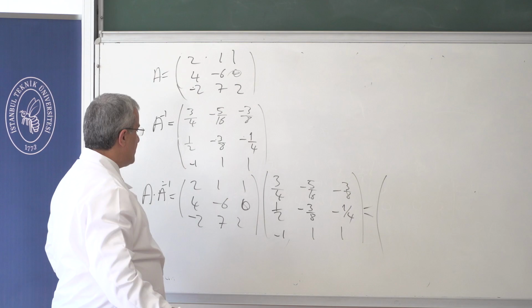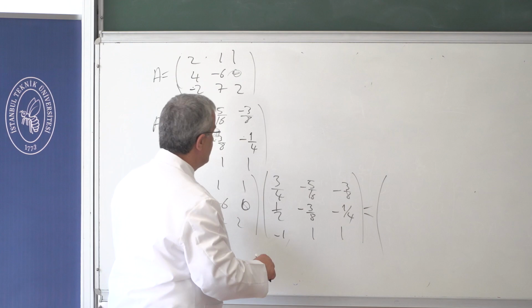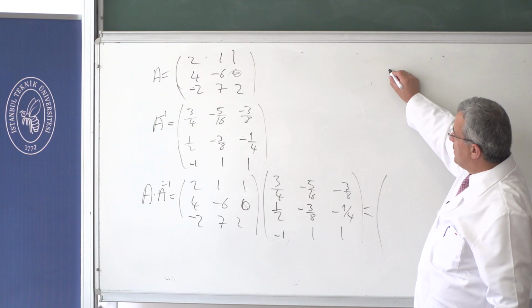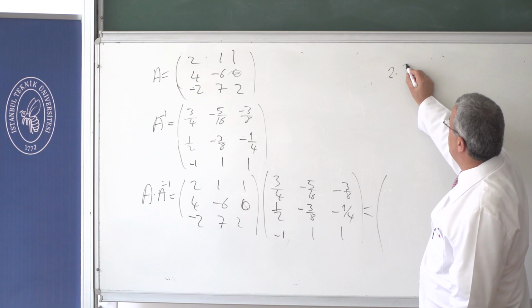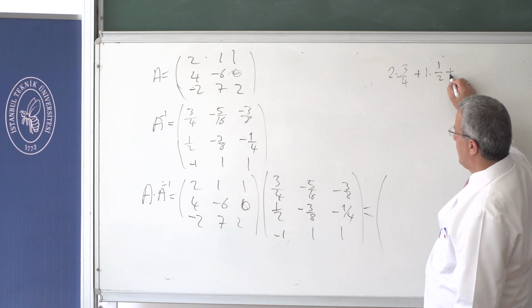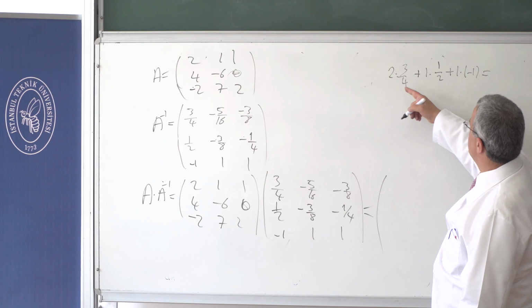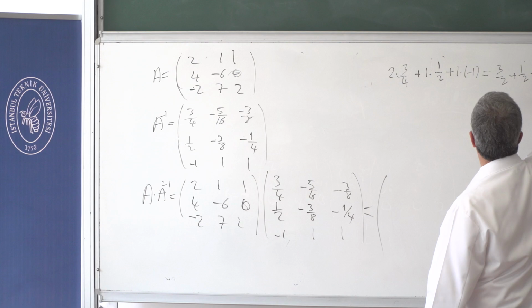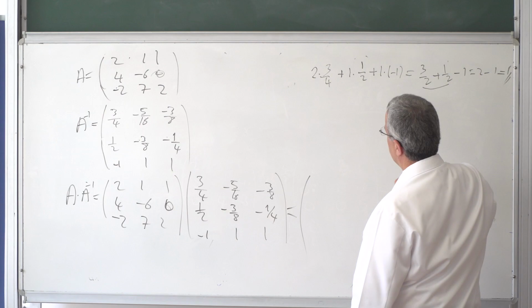So let's calculate A11. Ibrahim, now tell me what is A11. Okay? I will write it on the side here. 2 times 3 over 4. Okay? Plus 1 times 1 over 2. Plus 1 times minus 1. So this is 3 over 2 plus 1 over 2 minus 1. So this is 2 minus 1, so it is 1. Okay? So this is 1, as it should be.